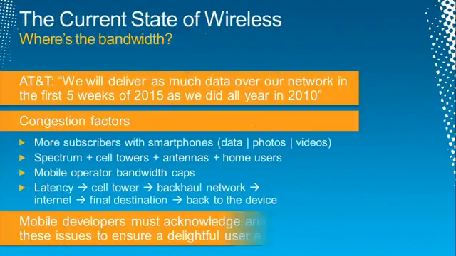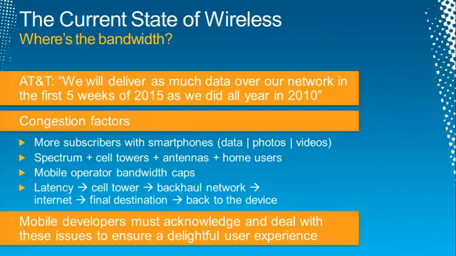There's nothing worse than reading from your slide, but I've got to read from the slide for the very first deal. Everybody knows about the big merger going on with T-Mobile and AT&T. And AT&T has given a lot of reasons why they need to do this, but most of it has to do with bandwidth and congestion and needing more of it, needing more cell towers. We are going to deliver as much data on our network in the first 5 weeks of 2015 as we did all year in 2010.